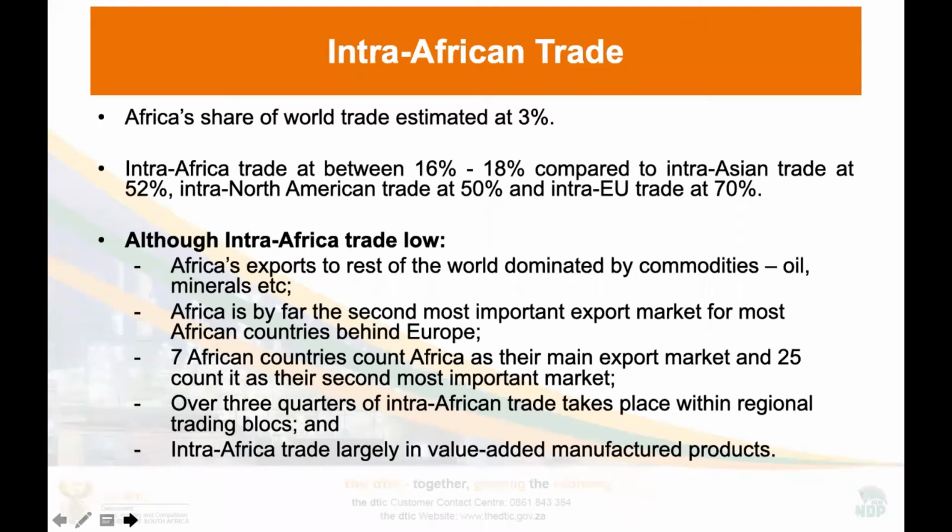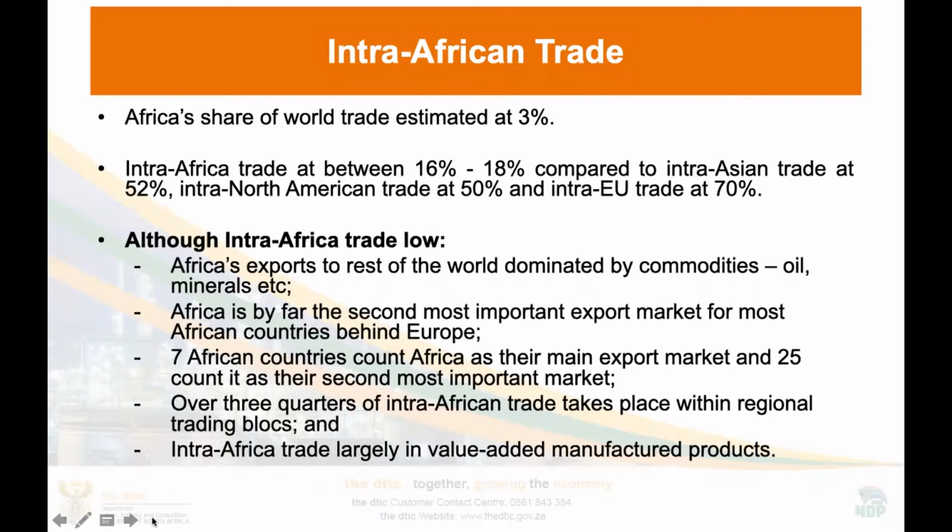Even though intra-Africa trade is very low, we see that we mostly export commodities such as oil and minerals to the rest of the world. So basically, we feed industrialization and manufacturing in the rest of the world, whereas we do little on our own amongst each other. And again, although intra-Africa trade is low, we also see that we trade mostly with Europe and the rest is with Africa itself. Also, for 7 African countries, the African market is the second most important, compared to Europe.